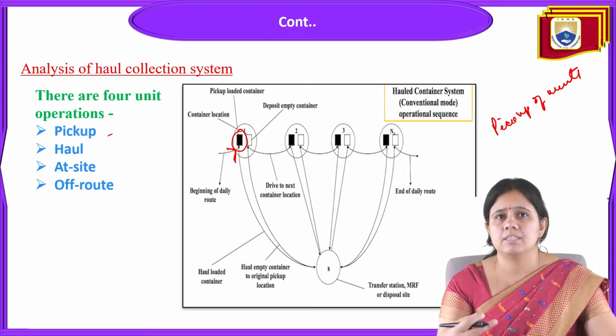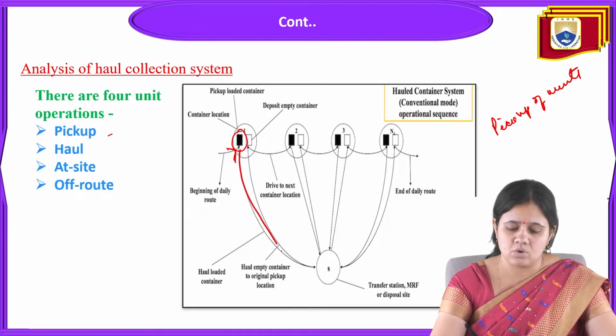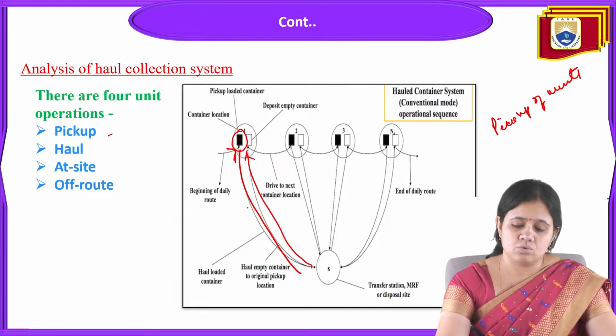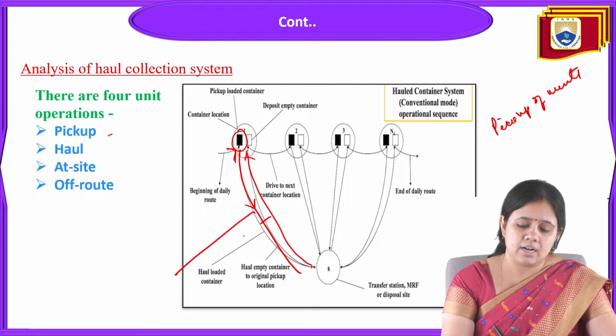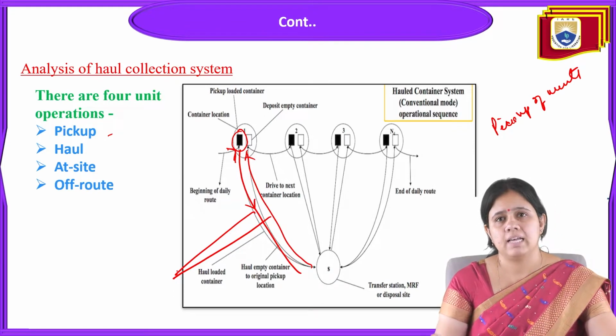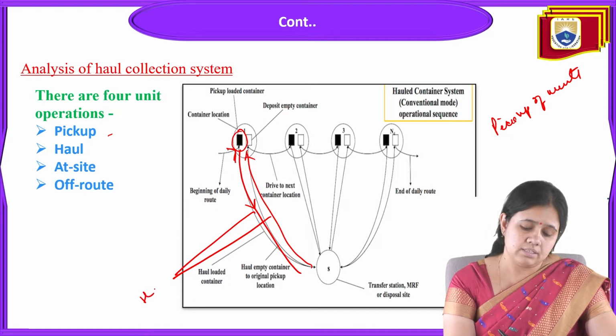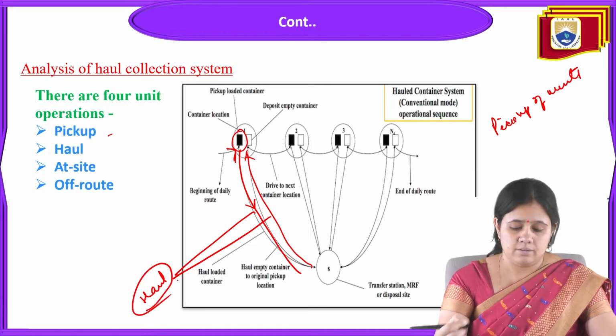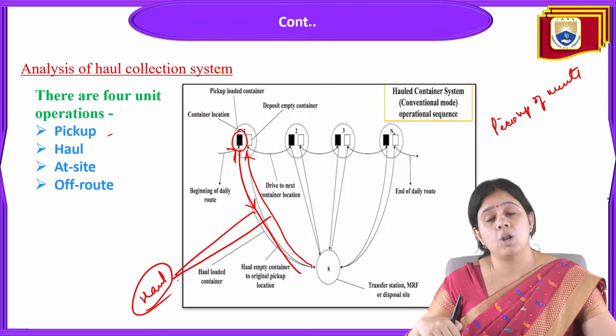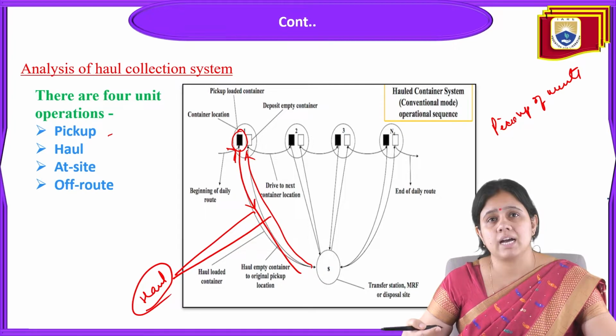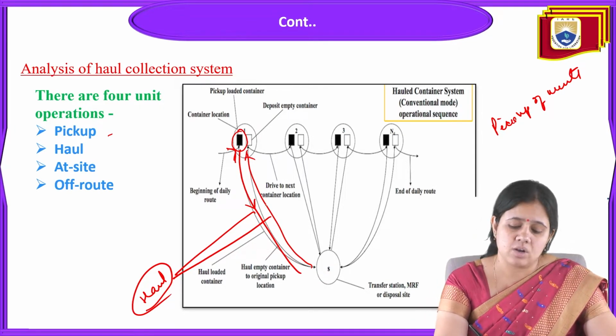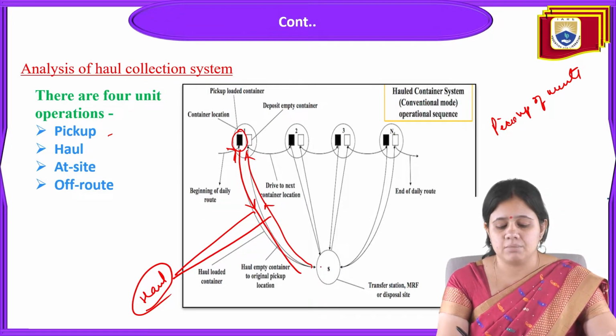Now the next point is the haul. Haul timing means taking the container to the MRF site and then returning that empty container. You can see that this is the haul: the whole operation involved in taking the filled container and depositing the empty container again, the whole timing, is called the haul. Next is the at-site time, meaning the time spent here only.